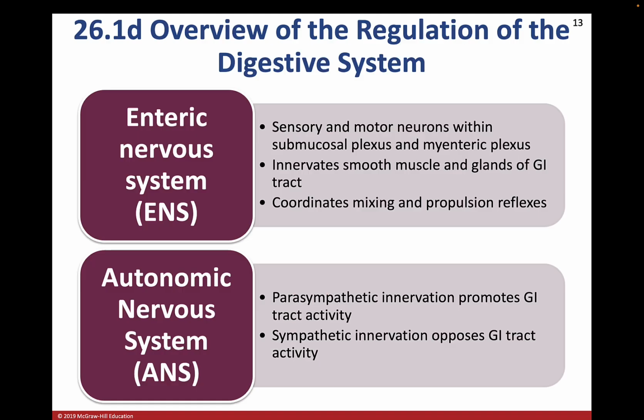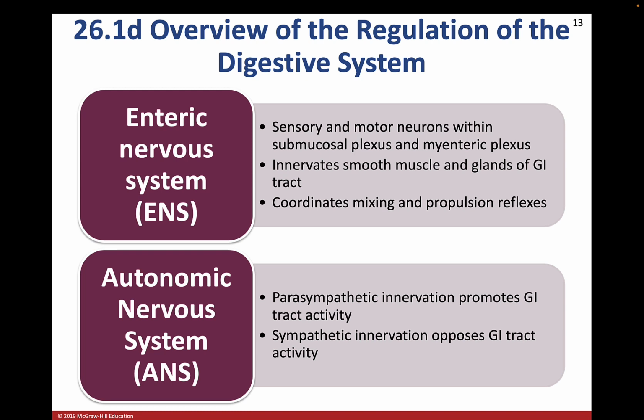Now, we've talked about different types of the nervous system and actual control of the GI tract. So now let's compare the two to each other. We have the enteric nervous system, and this is actually sensory and motor neurons that are found within the submucosal plexus and the myenteric plexus, and this is innervating the smooth muscle and glands of the GI tract. So primarily coordinating mixing and propulsion reflexes. So we really want to think of this as a local control system that's limited to the GI tract. Now, when we look at the autonomic nervous system, this is a much more global control of digestion.